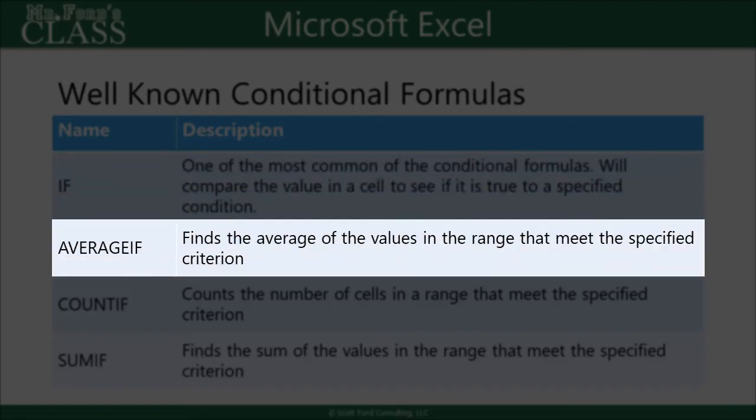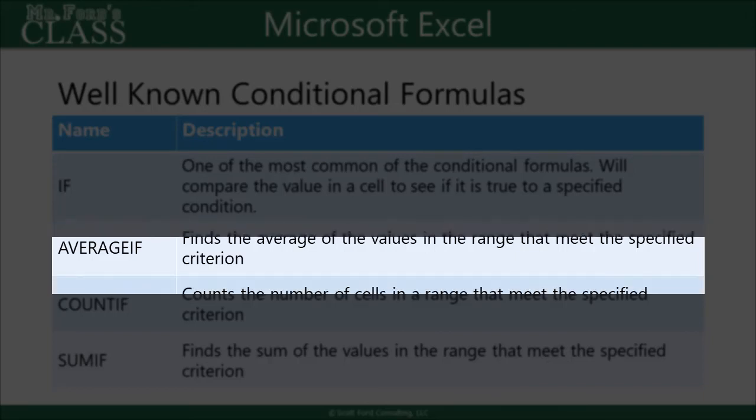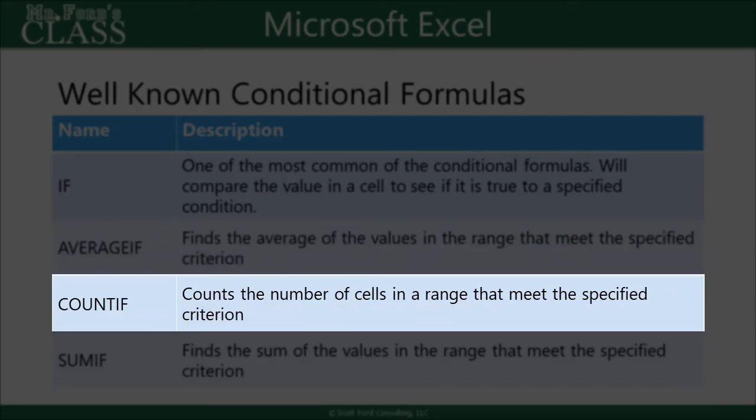The next one is AVERAGEIF. We still have the IF there, but this is going to average the values in a range if they meet a specified criterion. If they meet something that you've set up to have to happen, then this will kick in. Then we have COUNTIF. Again, IF, and it will count. So this will count the number of cells in a range that meet a specified criterion.